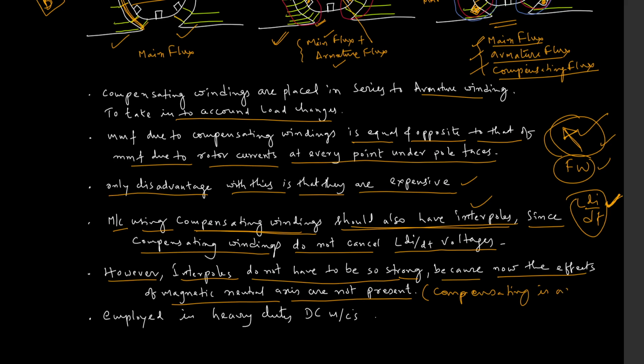Is addressing that MMF shift, right? Now due to this economical aspect, costly, and then this type of compensating windings are employed in heavy duty DC machines. Normally they are employed for heavy duty DC machines, both in generators as well as motors.